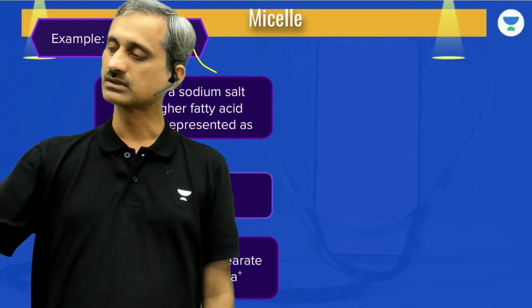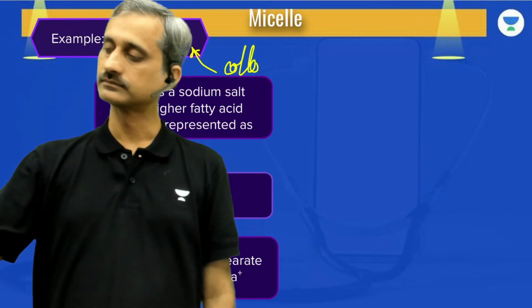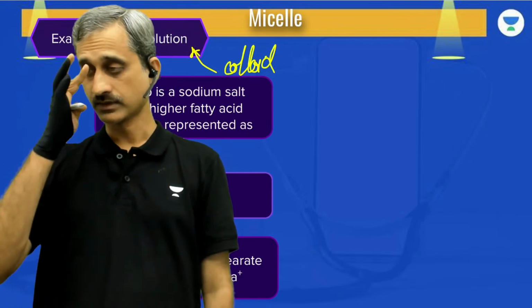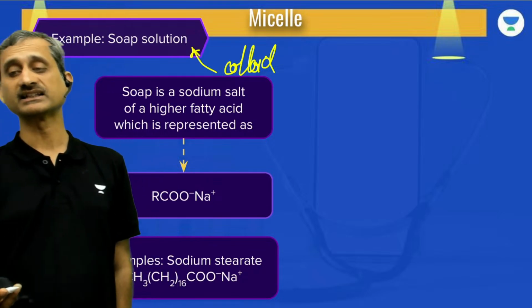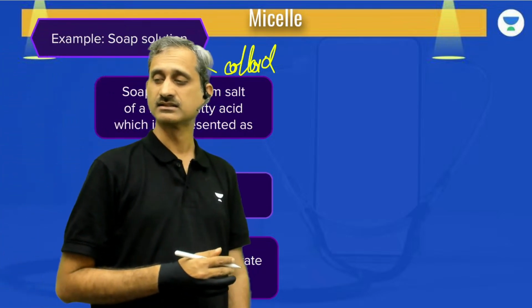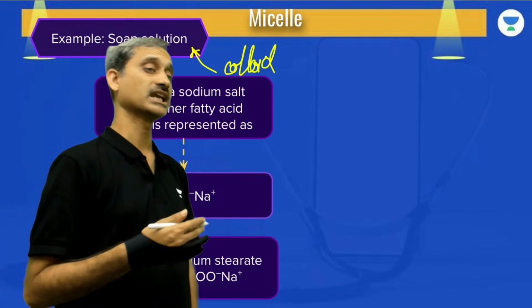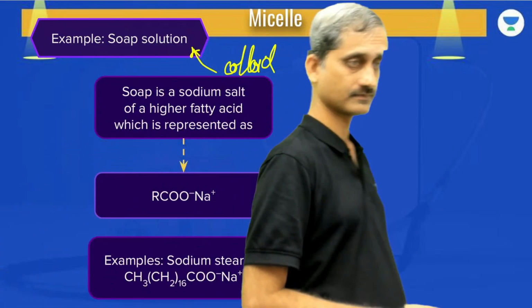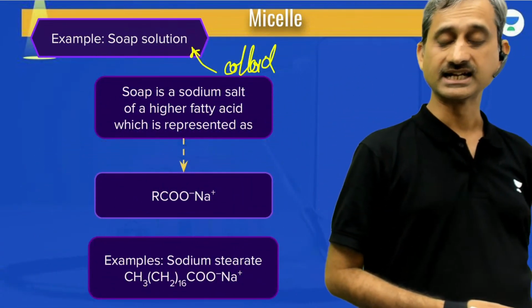Soap solution, I would say soap colloid. Soap is a sodium salt of a high fatty acid, which is represented like this. Long chain fatty acids, so that creates a soap.